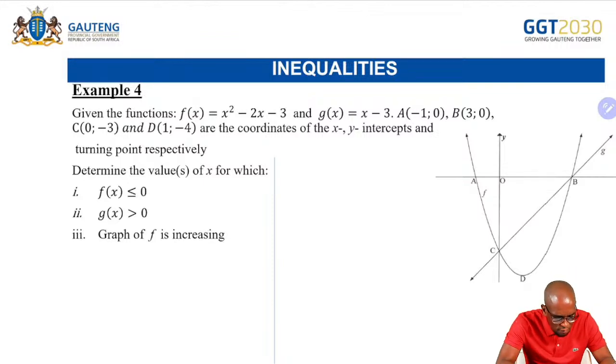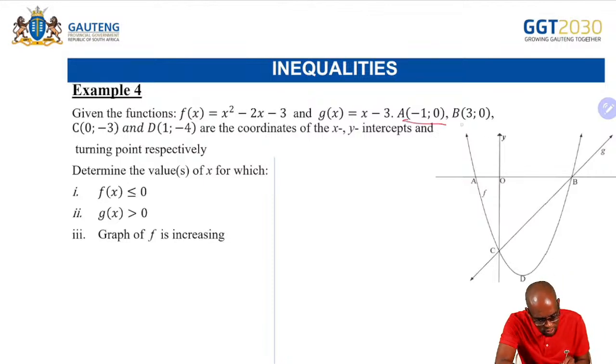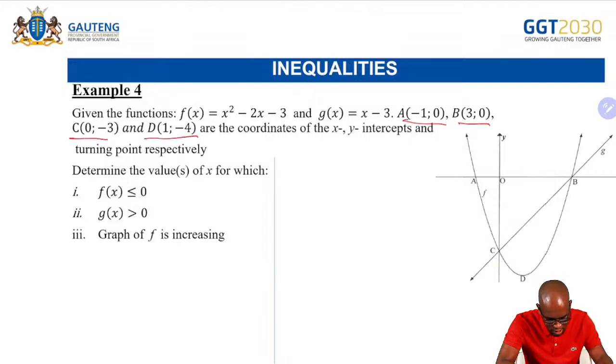Given the functions f of x is x squared minus 2x minus 3 and g of x is x minus 3, a is negative 1, 0, b is 3 and 0, c is 0 and negative 3, d is 1 and negative 4, are the coordinates of the x, y intercept and the turning point respectively.